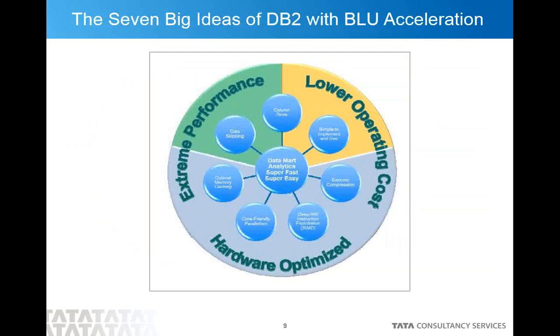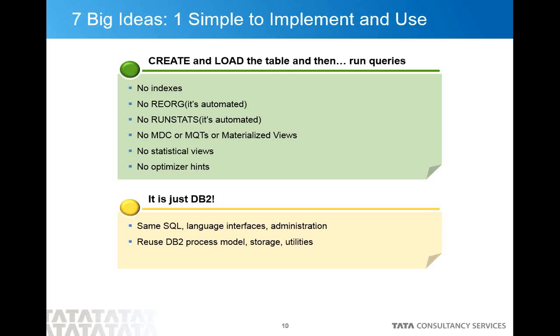The 7 big ideas which led to the existence of DB2 BLU. The number one is simple to implement and use. IBM has made DB2 BLU very easy to use. We don't need dozens of parameter controls. We don't need software system. We don't need exotic hardware. We don't need secondary servers. So we can make use of DB2 BLU with our old existing hardware.